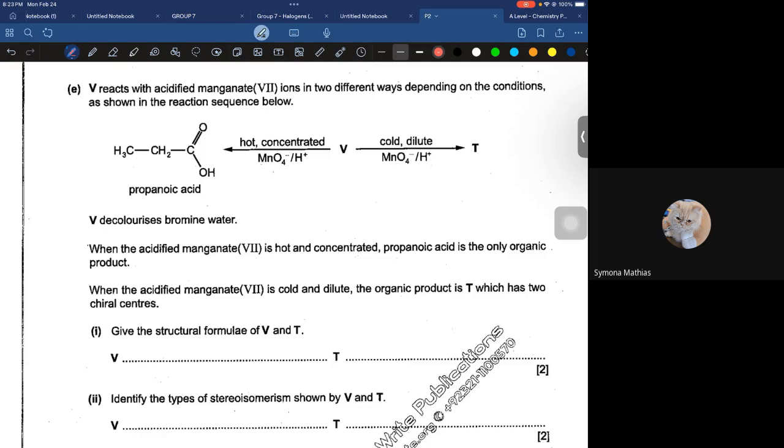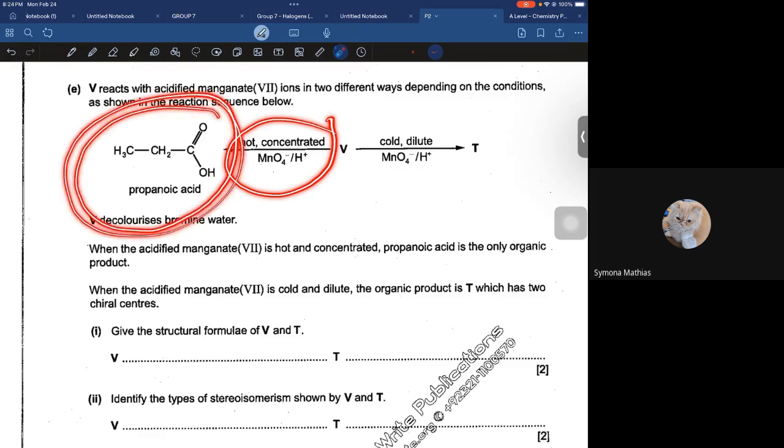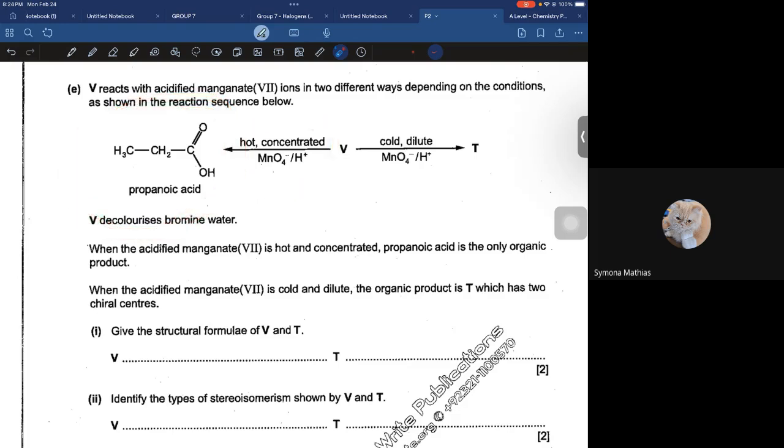So V has reacted with hot concentrated MnO4 minus, so it has produced carboxylic acid. What should be the structure of V? You have to think about it, keeping in mind the ways in which we can produce carboxylic acid. The first one is whenever we have a primary alcohol, we can convert this into carboxylic acid. Whenever we have aldehyde, we can convert it into carboxylic acid.